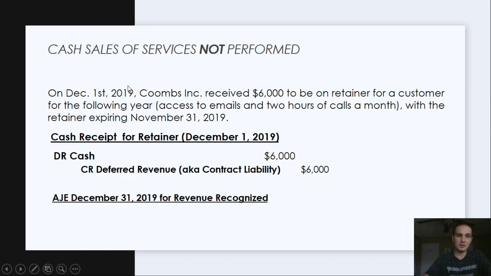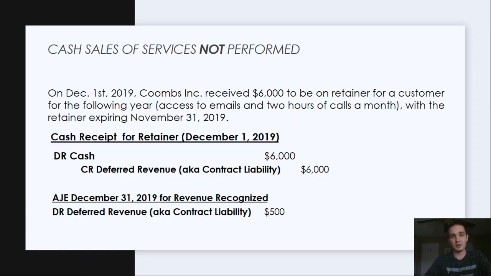So let's continue. That's not the only journal entry you have to recognize. We also have to recognize a journal entry at the end of the period, that's this calendar year, on December 31st, 2019, for the revenue recognized. So for the revenue I've earned, right? I can't recognize revenue until I've satisfied my performance obligations or earned the revenue. And so for this example, I earn the revenue monthly because they have access to emails and 2 hours of calls a month, on a monthly basis. If they don't use those calls, I still collect the revenue because I have a stand-ready obligation to the customer.